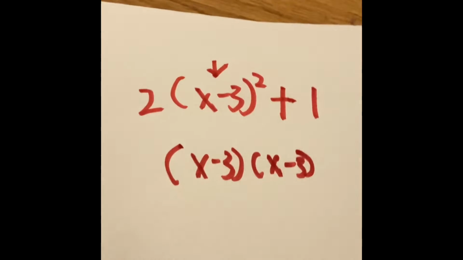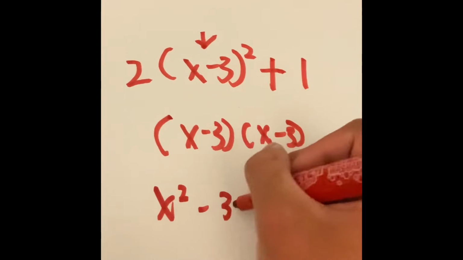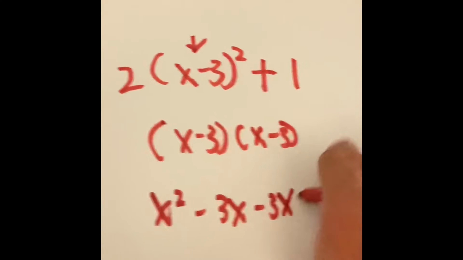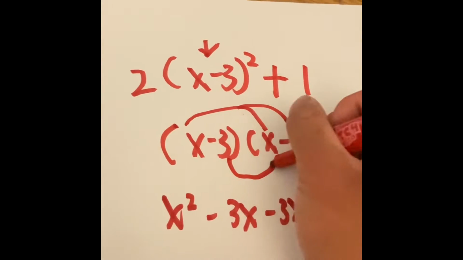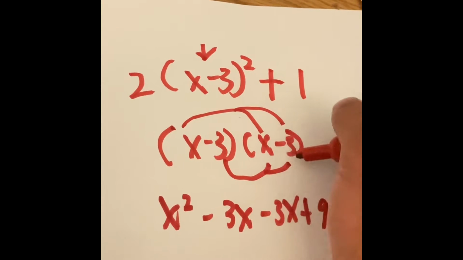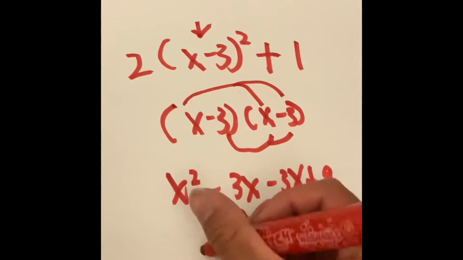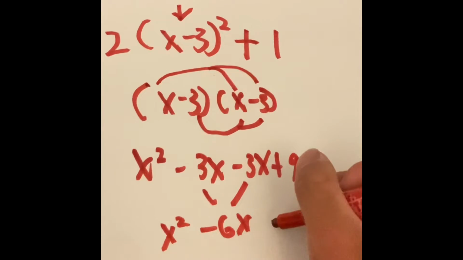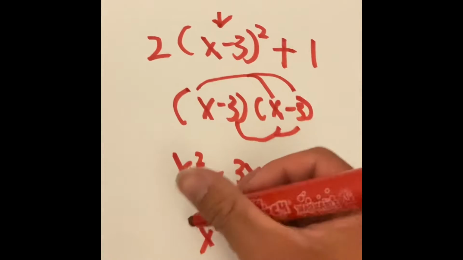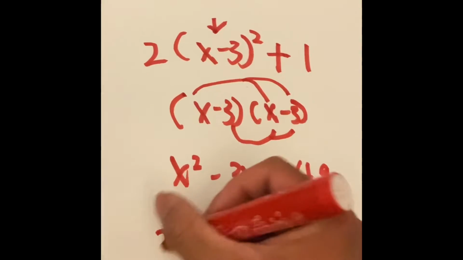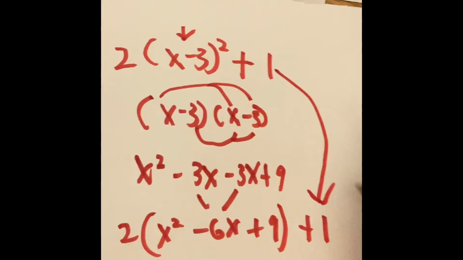When we do that, we're going to get x^2 - 3x - 3x + 9 when you multiply the numbers out, or FOIL them out. These two become -6x. So x^2 - 6x + 9. We still have to multiply everything by 2 and add that 1, because that 1 was right there in the first place.